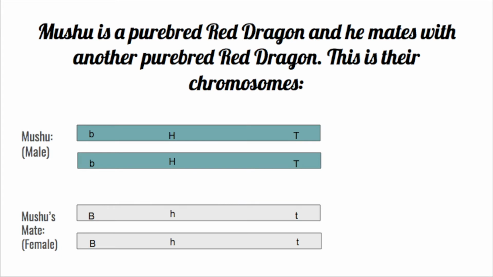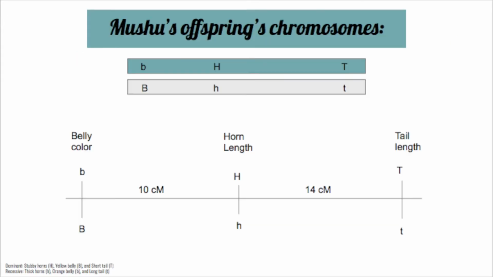Mushu and his mate are both purebred red dragons. Mushu is purebred, having an orange belly, stubby horns, and a short tail. His mate is purebred, having a yellow belly, thick horns, and a long tail. Mushu and his mate give 1 chromosome each to their offspring.